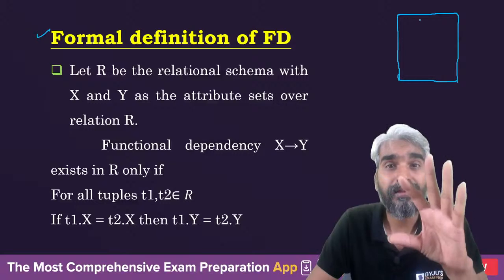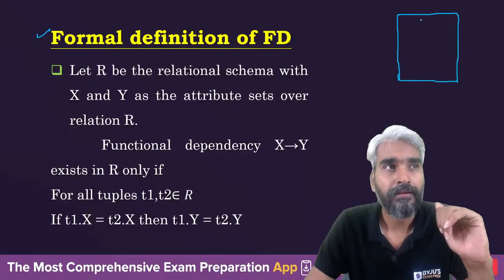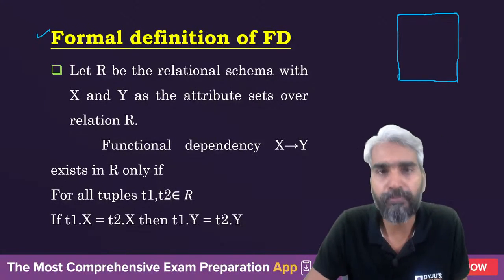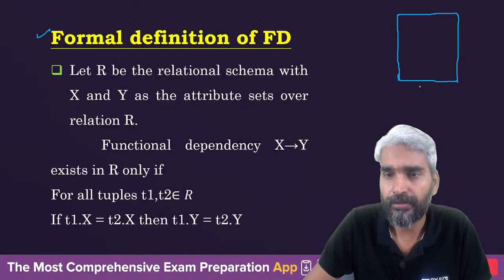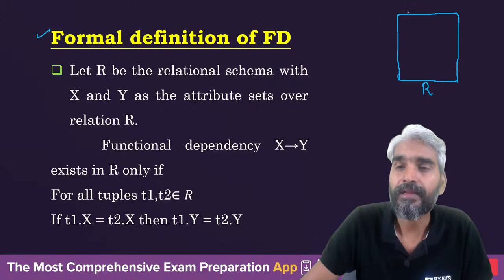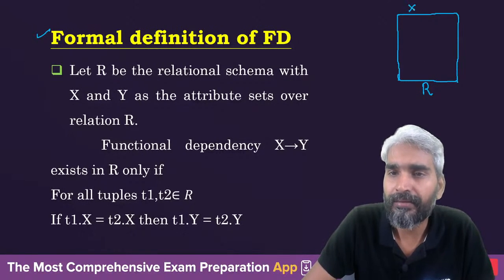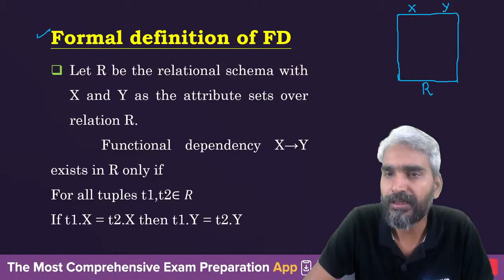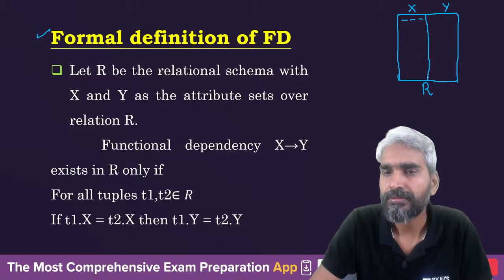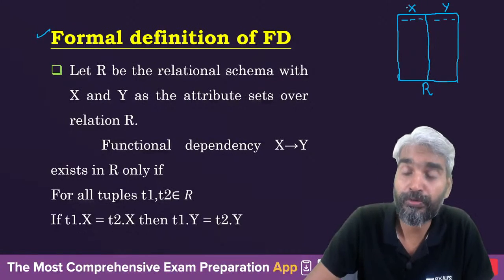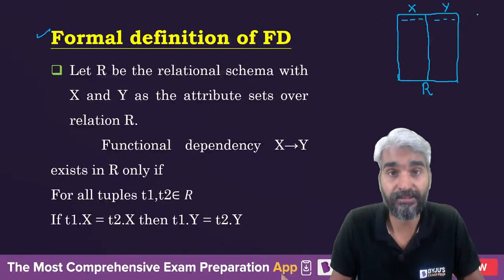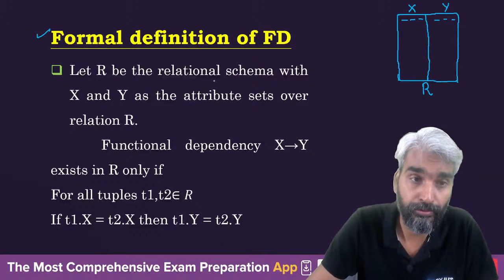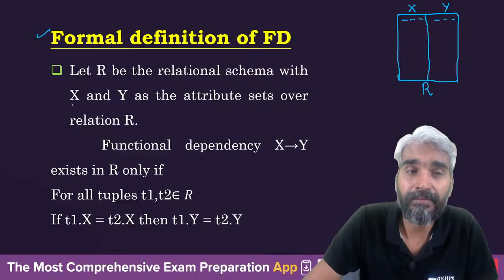Yes, based on the relational instances, you can rule out some FDs, saying this FD is not possible. That's a different thing. So let's assume that this is a relation R. Now, in this, we can have one attribute set X and another attribute set Y. This may be a combination of multiple attributes. Similarly, Y may also be a combination of multiple attributes, because X and Y are attribute sets, so they may contain more than one attribute. So this is a relation schema with X and Y as attribute sets over relation R.